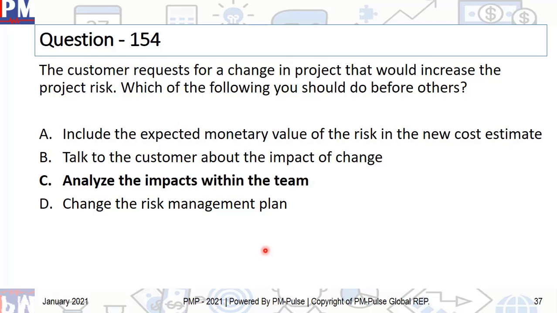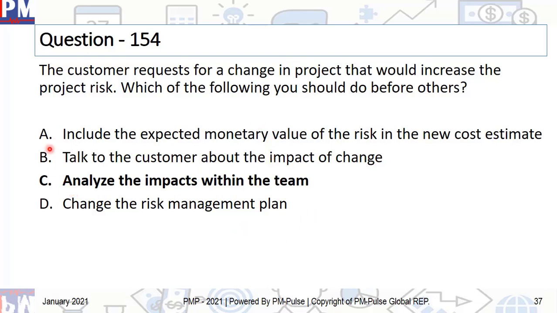And the correct answer is analyze the impacts with the team. So basically, what is happening? A customer requests a change, and you're being asked, among the options provided, what should you be doing first? It says which of the following you should do before others, which is the same as which of these should you do first.